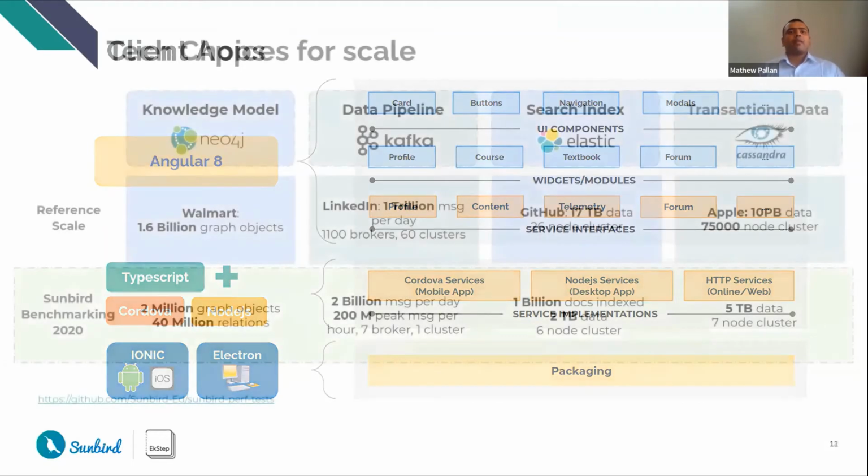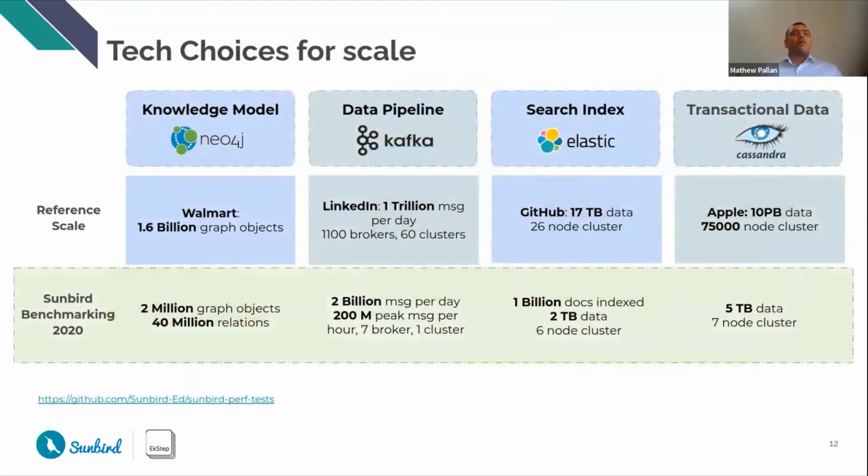Okay. Moving on. So by now we have looked at the various tech components that we have used while building all these subsystems in Sunbird. And I just want to highlight why we have chosen some of these stacks. So Neo4j, for example, is an open source graph database, and the largest published installation of Neo4j supports 1.5 billion graph objects.